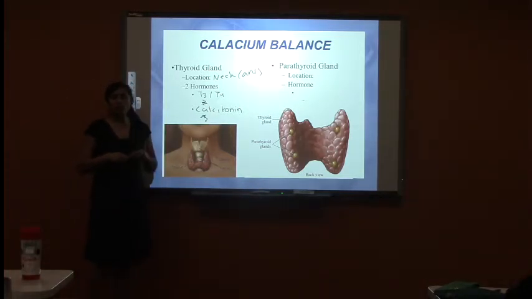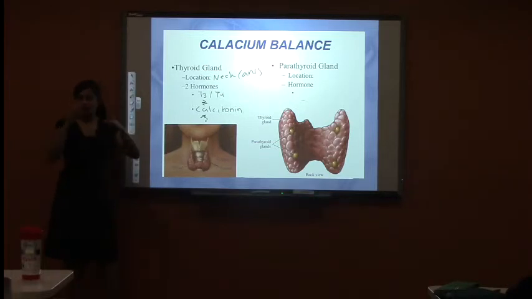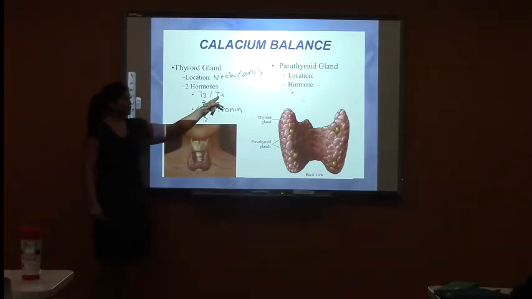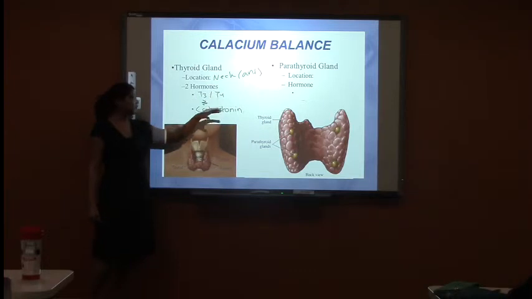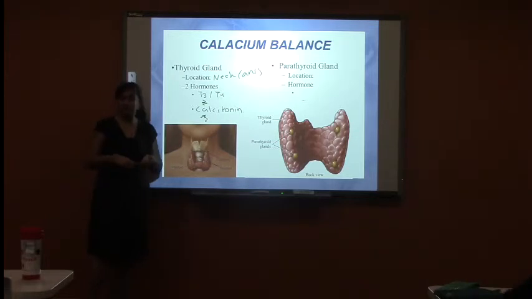So, 2 hormones are released by the thyroid gland, 2 main classes of hormones. One is T3, T4, which we already talked about. The second one is calcitonin. These T3, T4 have similar function. That's why they're put together, classified. But calcitonin has a completely different function.